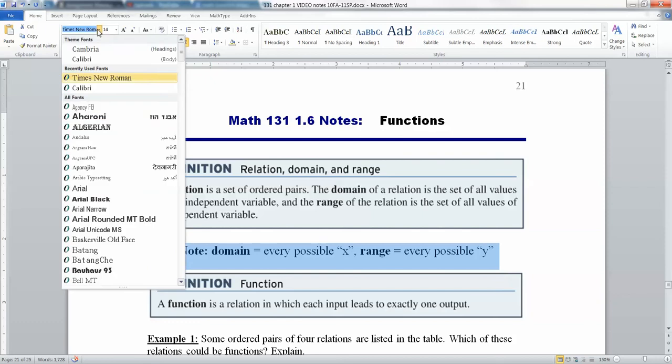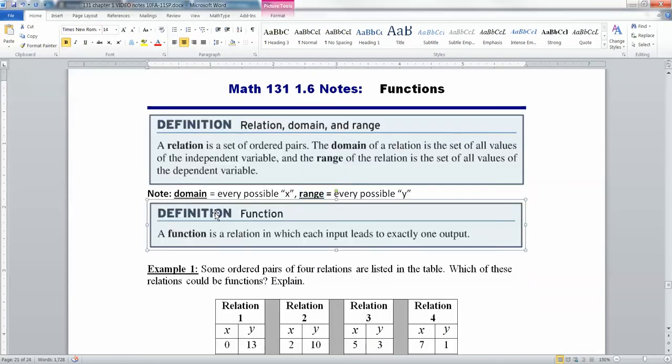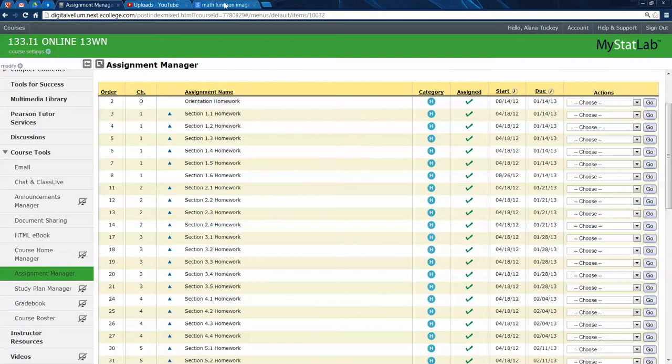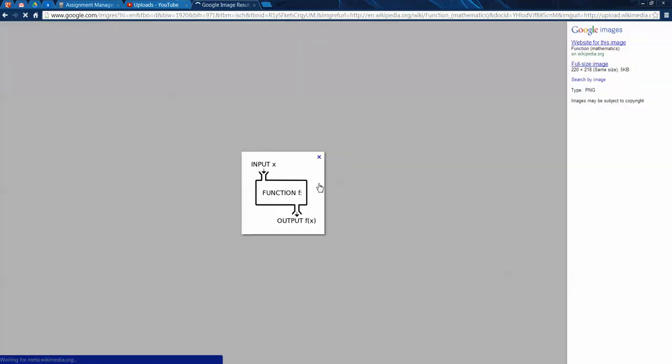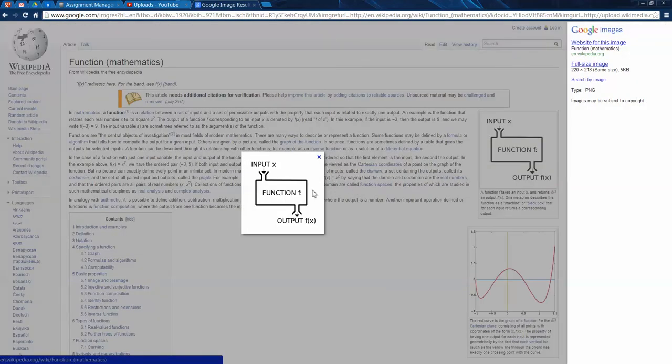Okay, so a function is a relation in which each input leads to exactly one output, no more, no less. I went Google searching for an image that would help. This one's not bad. It's from Wikipedia. Every time you have an x, you do something to it, you get a y out, an f of x out. So a function is like a machine.